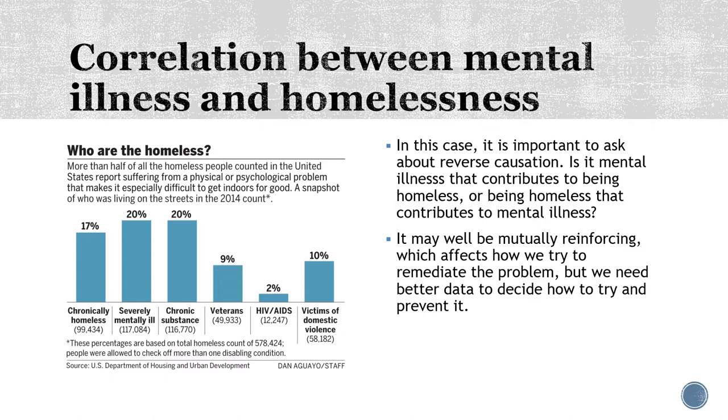You might think that it might be mental illness causing homelessness, in which case you want to try and treat the problem by giving people better access to mental health care. That might be a good thing in and of itself, but it might not actually affect homelessness if the mental health issues are an effect rather than a cause. Same with substance abuse. If substance abuse is an effect rather than a cause of homelessness, then trying to prevent homelessness by preventing substance abuse might not actually work. Same thing in reverse.